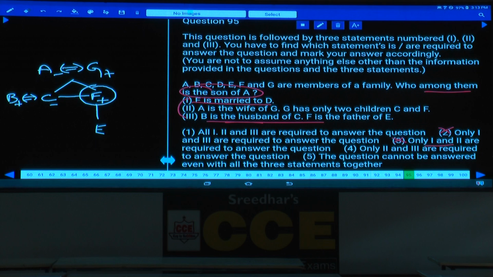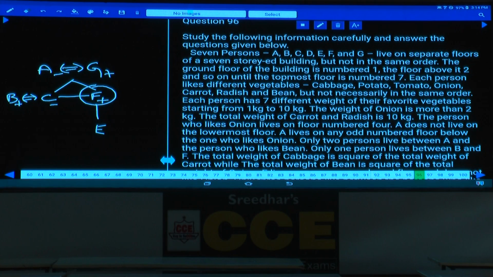Are we getting the answer or not? By combining which two statements are we getting the answer? 1 and 3, isn't it? Is it given in 1 and 3 or 2 and 3? 2 and 3, that is choice 4. Question number 95, it is choice 4.